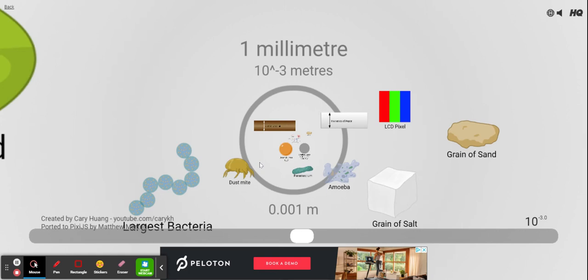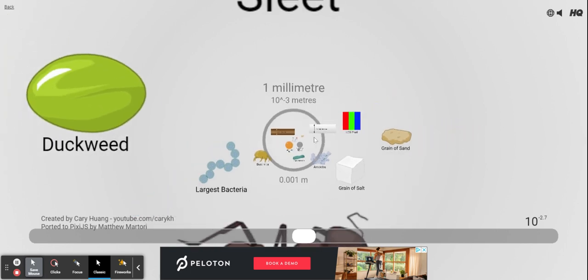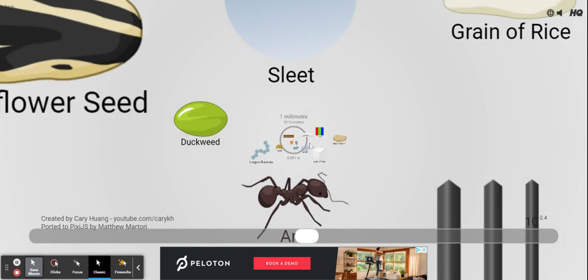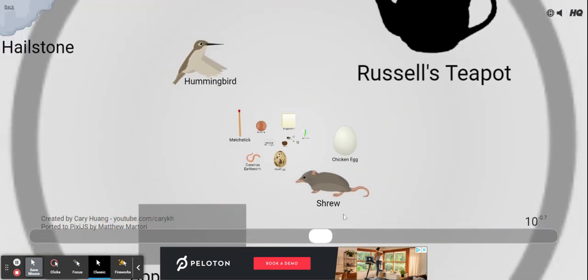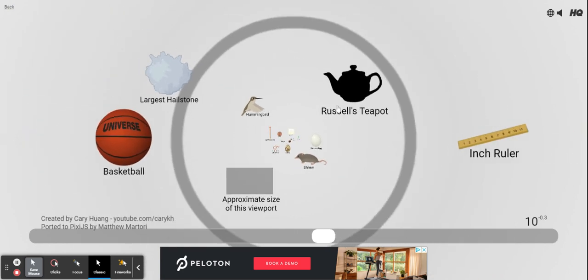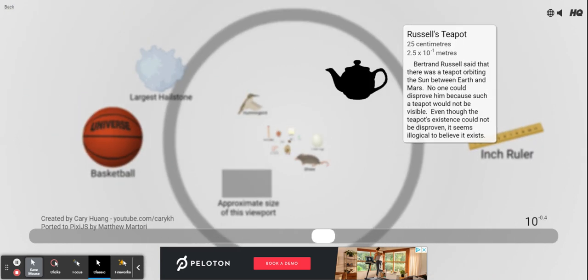Looking at the size of the atom earlier on, we're looking at this simulation called Scale of the Universe 2. Presumably they had a previous one, and this is an updated version. Let's zoom out for a moment. There's a quail egg, a shrew, a chicken egg, Russell's teapot. This is the fabled teapot that could be orbiting our planet.